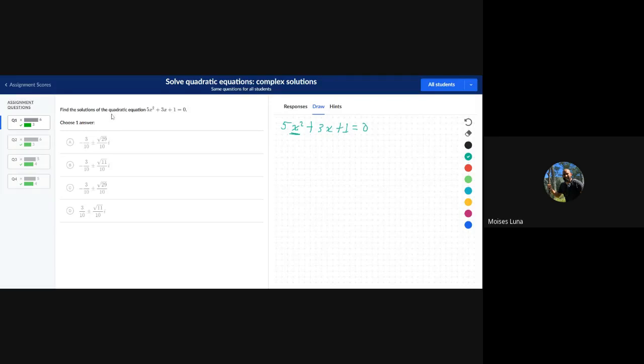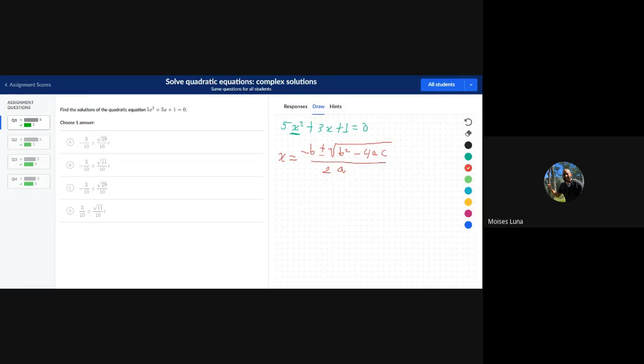And you need to use the quadratic formula. So that's something that you need to remember. X equals minus b plus or minus the square root of b squared minus 4 times a times c, divided by 2a. So that's the quadratic formula.